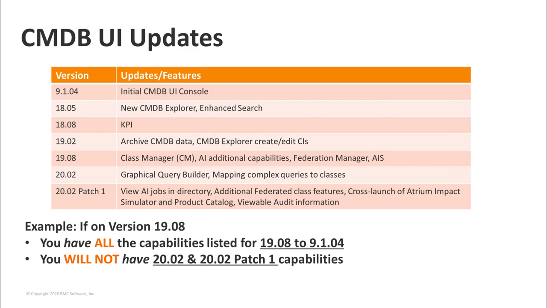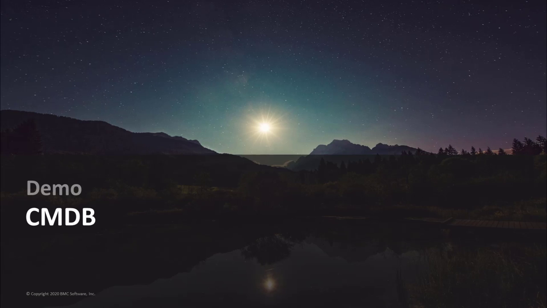and so on. Since each release is cumulative, if your current version is not at version 2002, patch 1, then the only CMDB UI capabilities you will have is for that release and all previous releases back to 9.104. For instance, if you have version 1908, you will have all of the CMDB UI capabilities in the table displayed from 9.104 through to 1908. You will not have any of the features in the CMDB UI that are listed for versions 2002 or 2002 patch 1. And now I will do a short demo for CMDB.